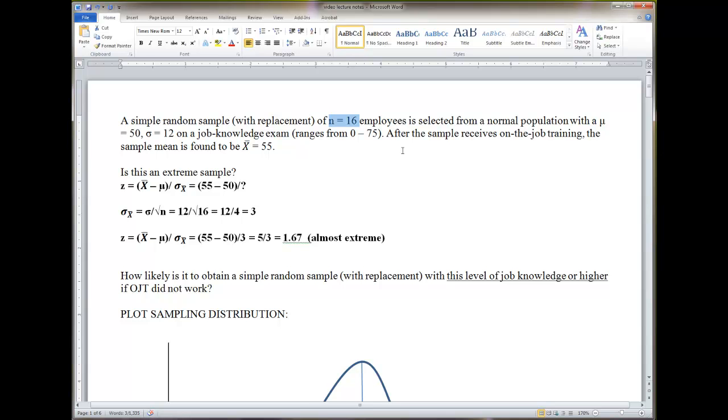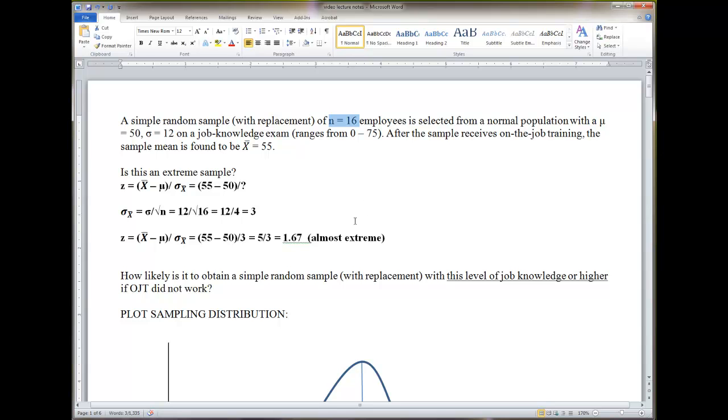Well, that's not the case, because remember, because of sampling error, we're going to expect a difference anyway, even if on-the-job training did nothing at all. We're still going to expect some difference in job knowledge because we have a sample. We don't have everybody from the population, so there's going to be some error there. So the question is really, is this sample mean extreme based on how big our sample size is and how much error we would expect to see just due to chance, or in other words, the standard error?